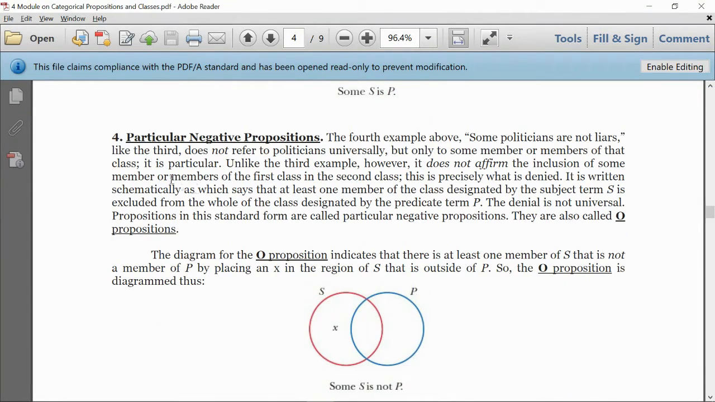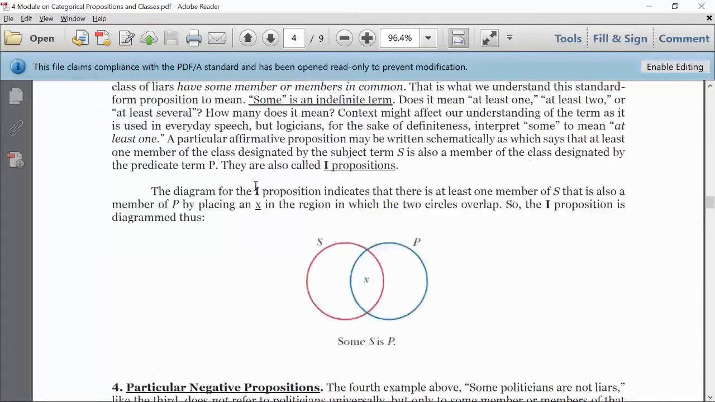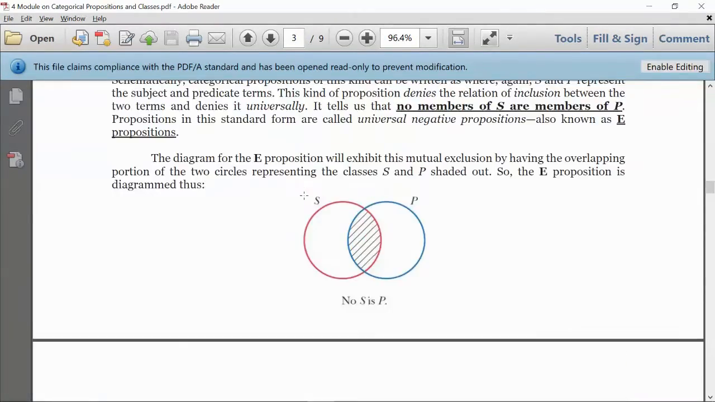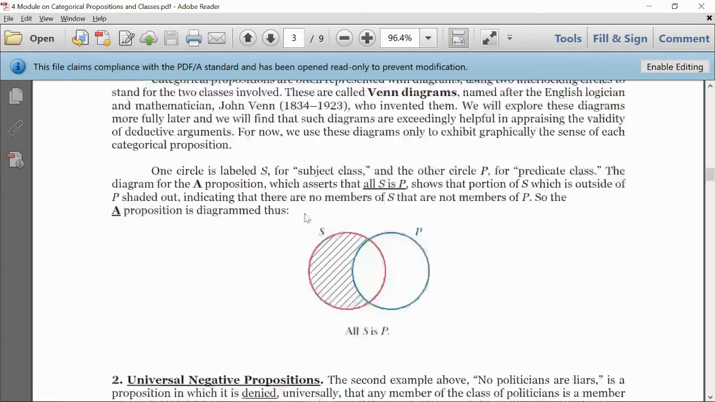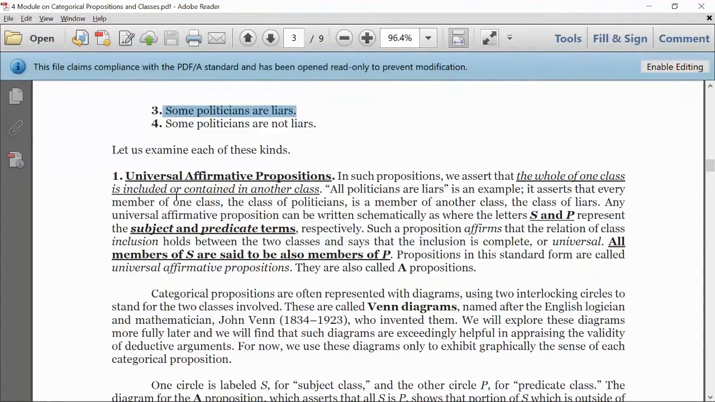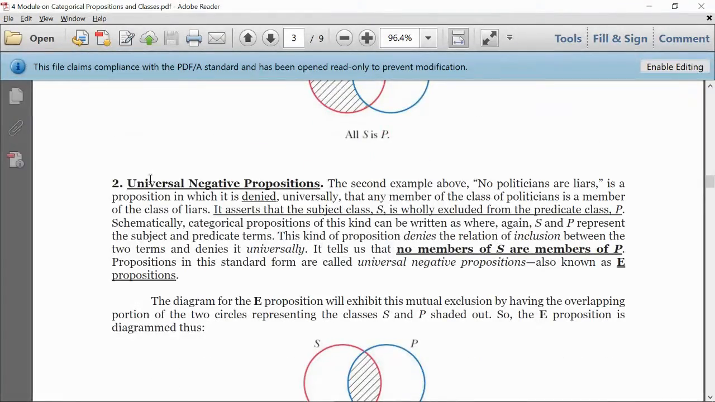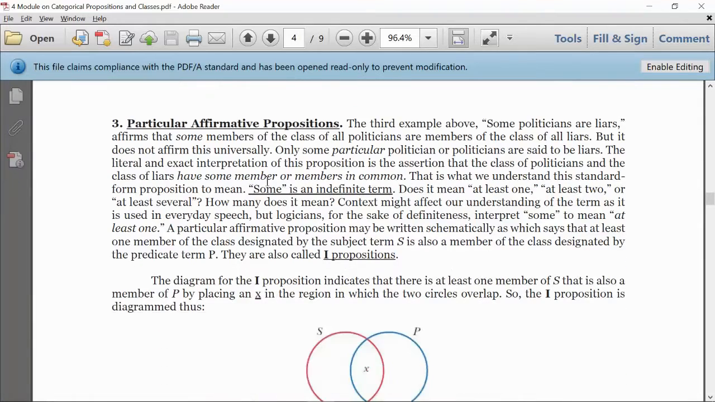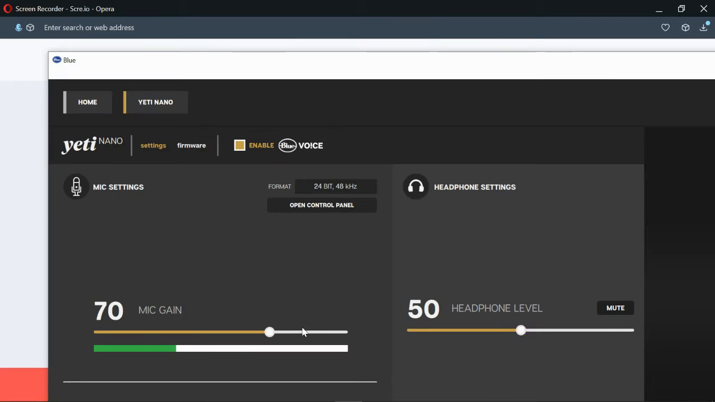And lastly, we have particular negative propositions. I hope you are getting at least the flow or the pattern of how we define propositions. So first we have universal affirmative propositions. Then we have universal negative propositions. And the last two would be particular affirmative propositions and particular negative propositions.